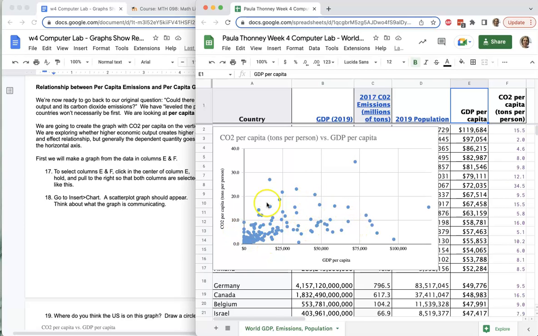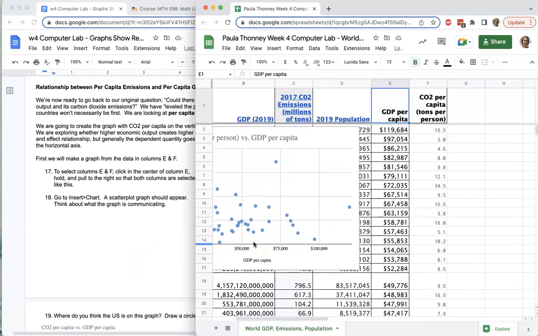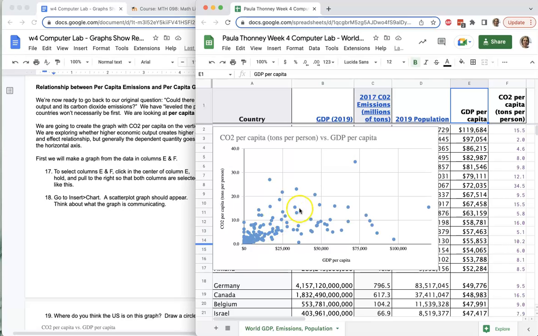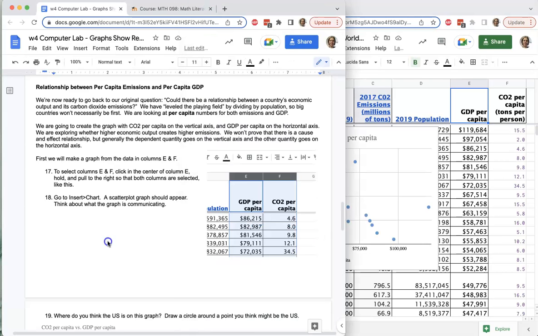I'm going to show you how to change this a little bit, but we do see that there is a little bit of an upward trend. So that does confirm that thought of richer, higher emissions. But there are some richer countries that don't have very high emissions. They tend to stay a little bit the same. So it's not a perfect relationship.